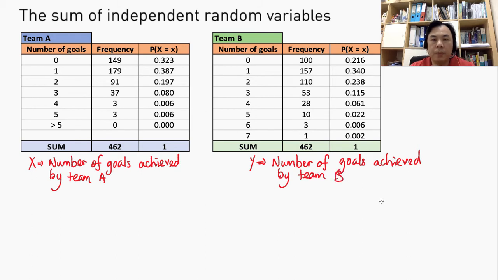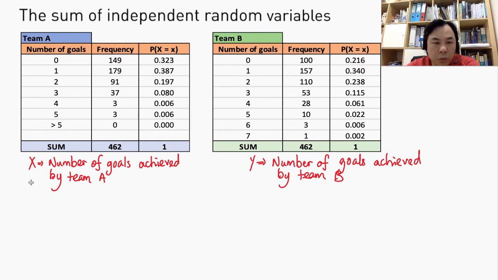And then we make one assumption that the result obtained by Team B does not affect the result or the performance of Team A. What actually affects their performance is mostly their training and their strategy and so on and so forth. So indirectly, Team B does not affect the result of Team A, nor does Team A affect the result of Team B. Therefore, we assume that X and Y are independent discrete random variables. So they are independent here.